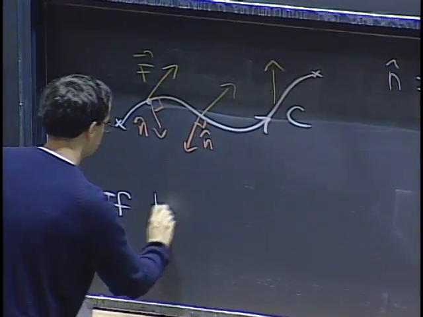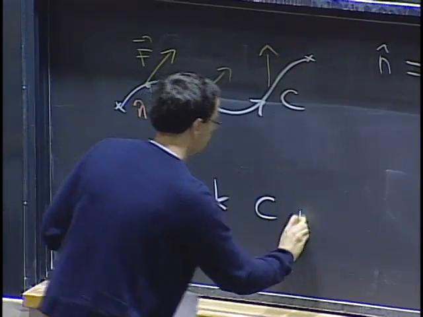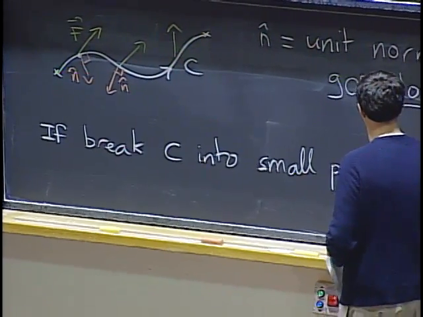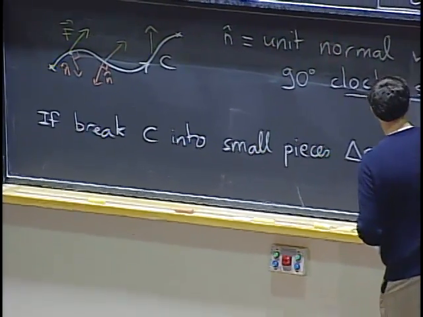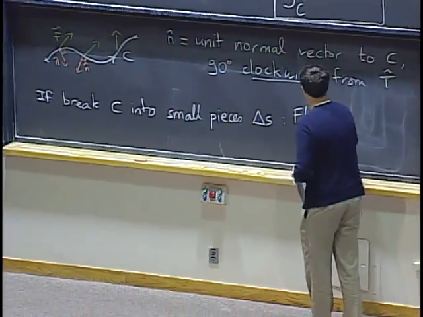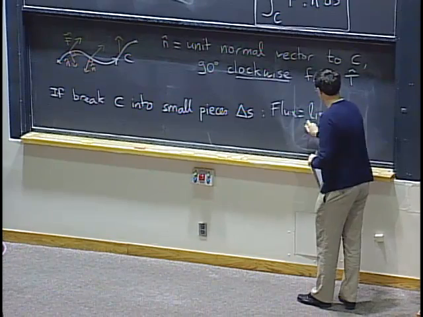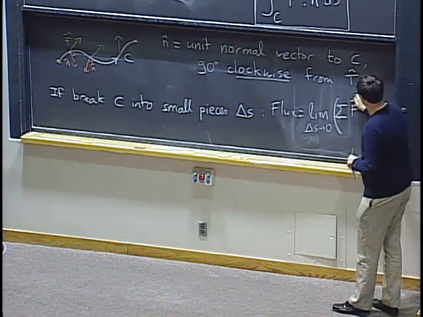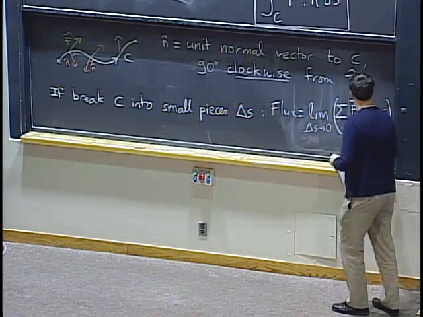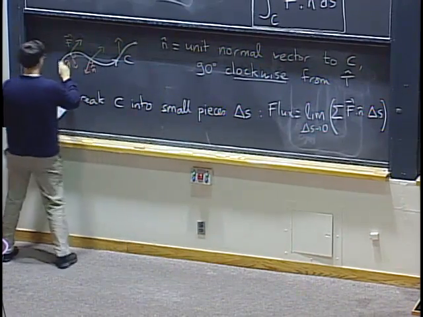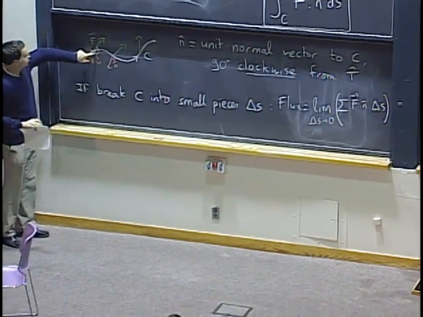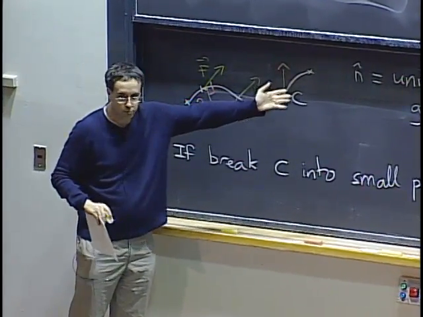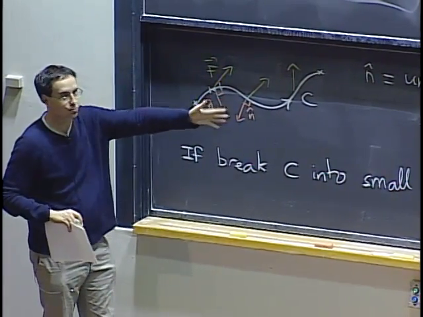So what this notation means is that if we break C into small pieces of length delta S, then the flux will be the limit, as the pieces become smaller and smaller, of the sum of f dot n delta S. I take each small piece of my curve, I do the dot product between f and n, and I multiply by the length of a piece, and then I add these together. That's what the line integral means. Of course, that's, again, not how I will compute it.